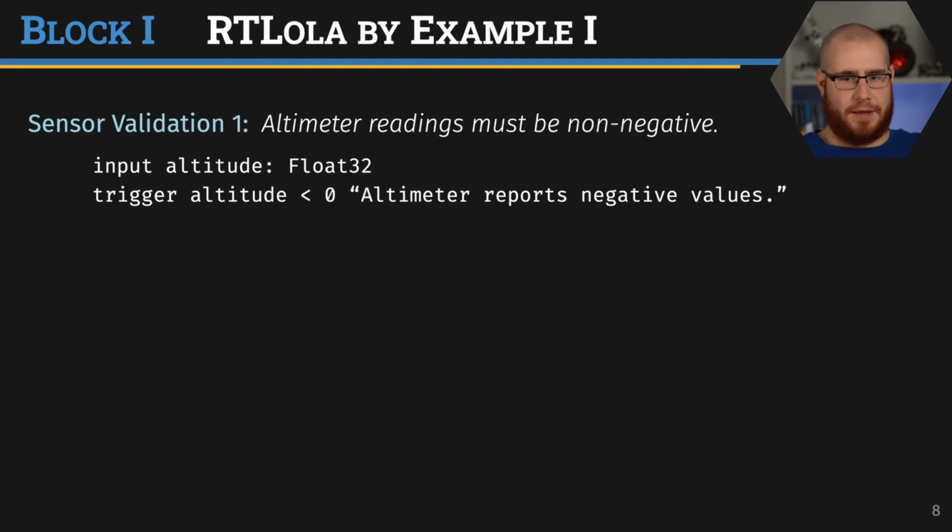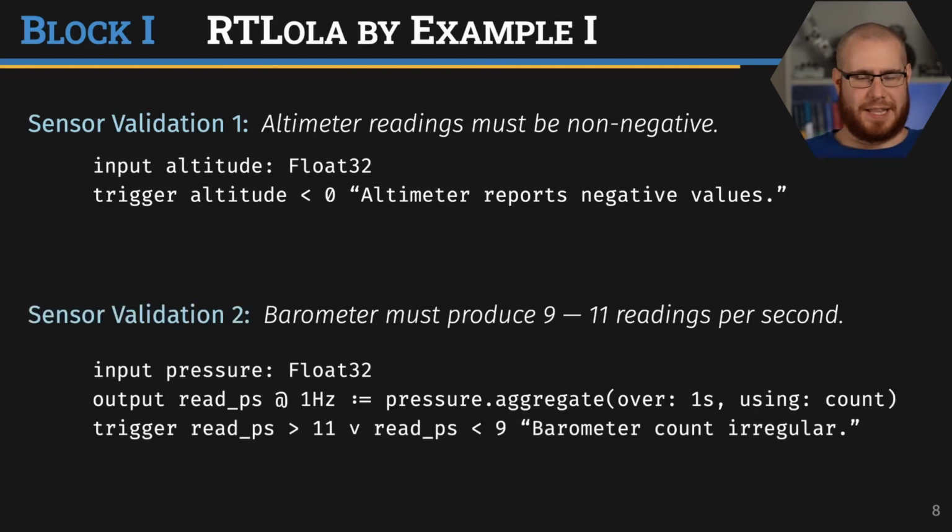Okay, that's pretty simple. Let's have a look at a different specification. Let's say we have a barometer, and the barometer has to produce between 9 and 11 readings per second. So what do we do? First, we have to declare that there is this input called pressure, which gives us, once again, a floating point number. And our output readings per second then takes this pressure stream and aggregates values over 1 second and counts them. So the value that's produced by read PS is the number of values we got from the pressure stream over 1 second. That seems fine. Lastly, the trigger checks whether this value is between 9 and 11.